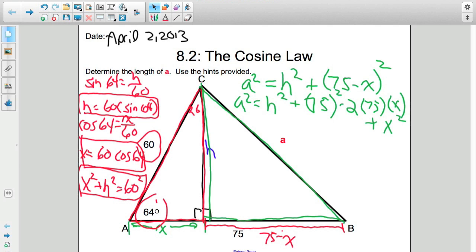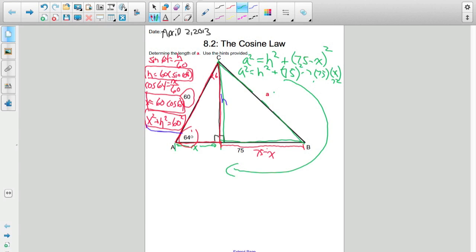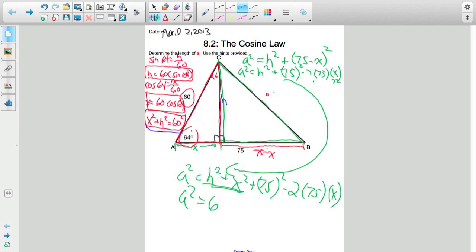Now I'm going to shuffle things around a little bit. So a squared is equal to h squared plus x squared plus 75 quantity squared minus 2 times 75 times x. Okay? So all we did was now we replaced the a squared plus x squared with 60 squared, plus 75 quantity squared minus 2 times 75 times x.